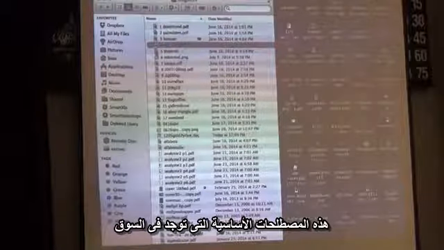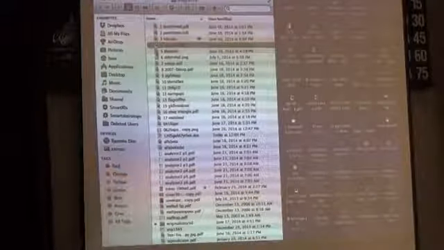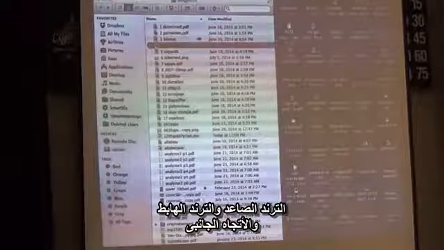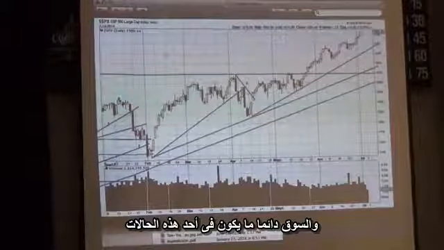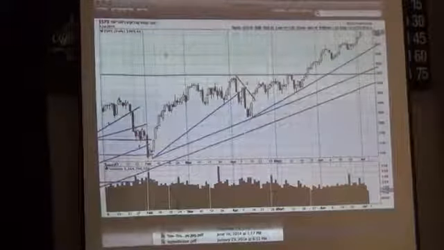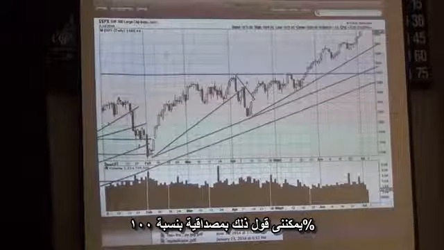So that's the basic vocabulary of the market. The uptrend, the downtrend, and there is a sideways trend. There are three states of the market. There's an uptrend, a downtrend, and a sideways trend. And the market is always in one of those states. You can say that with virtually 100% reliability.